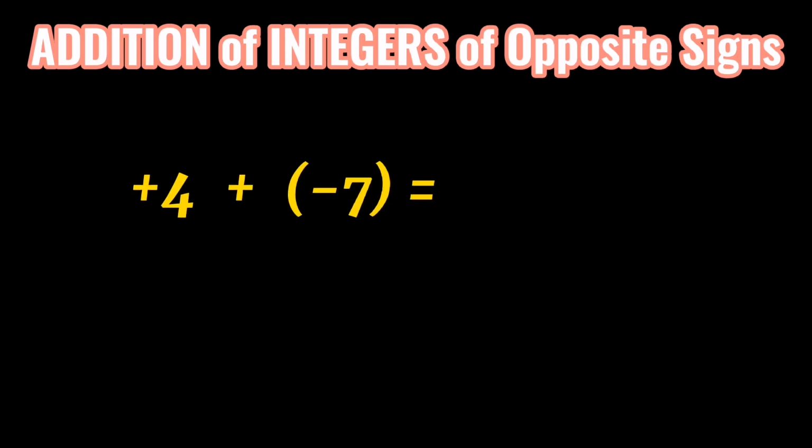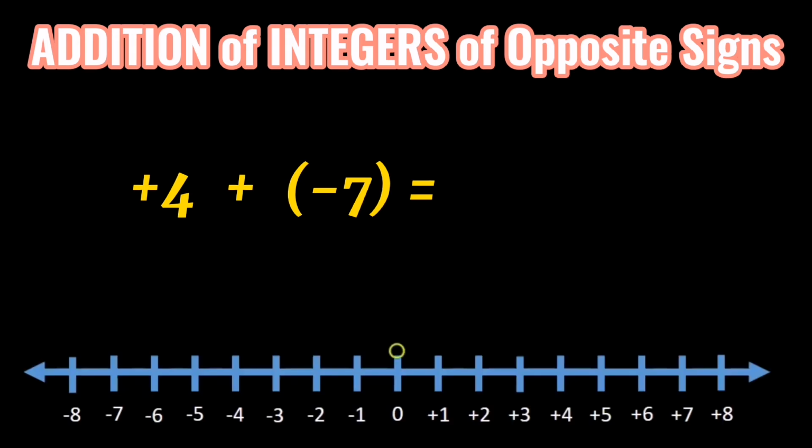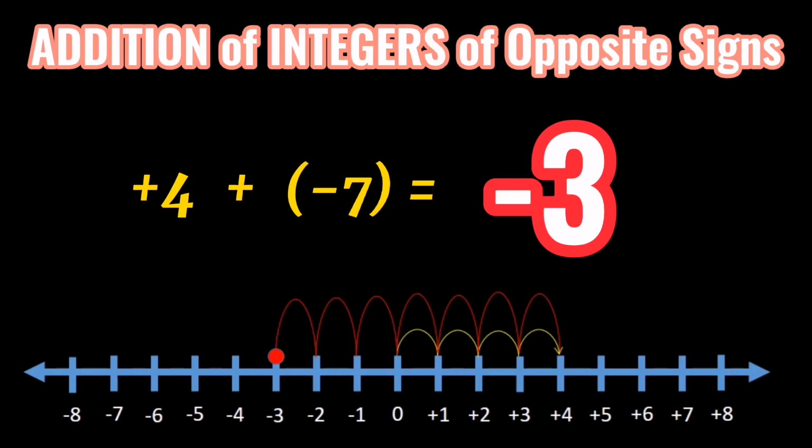Say we have +4 plus -7. Again, we start at 0. We move 4 units to the right since it's positive. Then from there, we move 7 units to the left since it's negative. And where did we stop? It's at -3. Therefore, +4 plus -7 is -3. Now if at this point you're still struggling trying to figure it out, I am here to help.